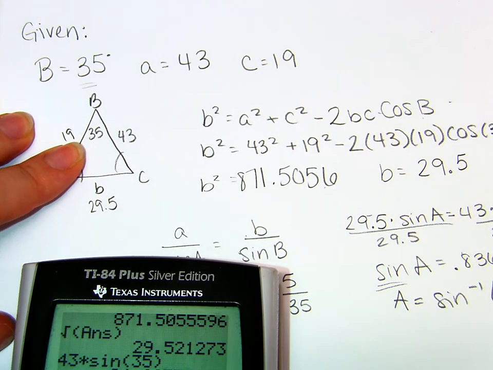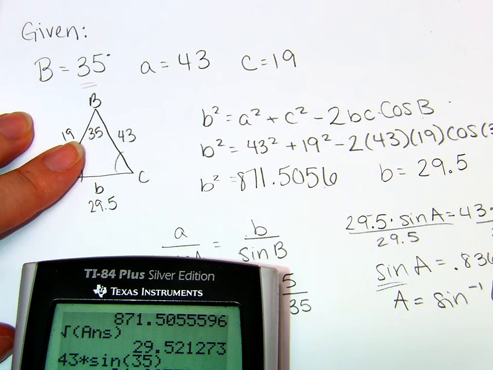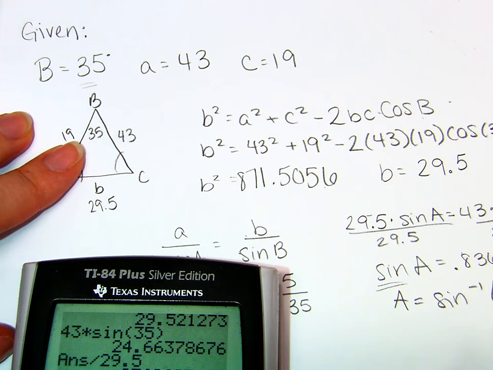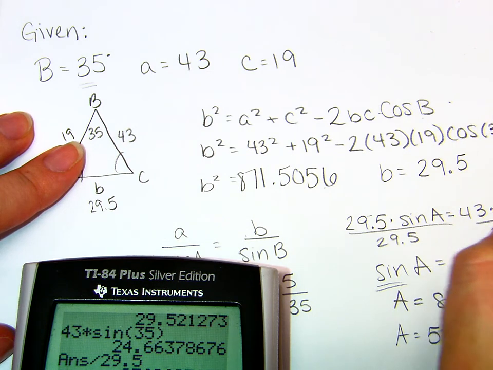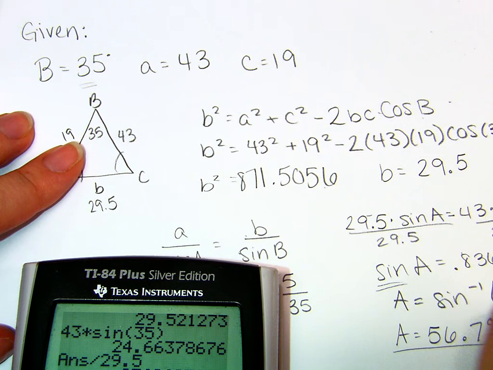So again, you could type in sine inverse, which is second sine, do second negative, which is second the answer, and you get A is equal to 56.7 if I'm rounding to the tenths. And it's a degree, so I want to label it with degrees.